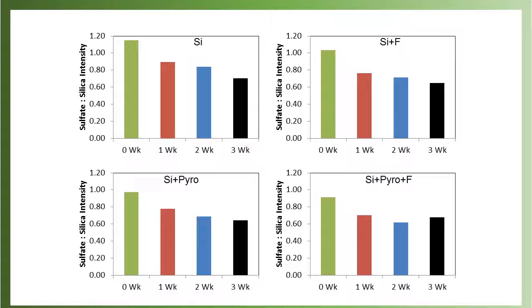As I noted before, we can learn about the magnitude of these ligand adsorptions by the intensity of these peaks. And we see that sulfate to silicate intensities are decreasing with time in each of these cases, suggesting that we are getting more silica adsorbed over time. Again, pointing to that polymerization of silicate on the surface.